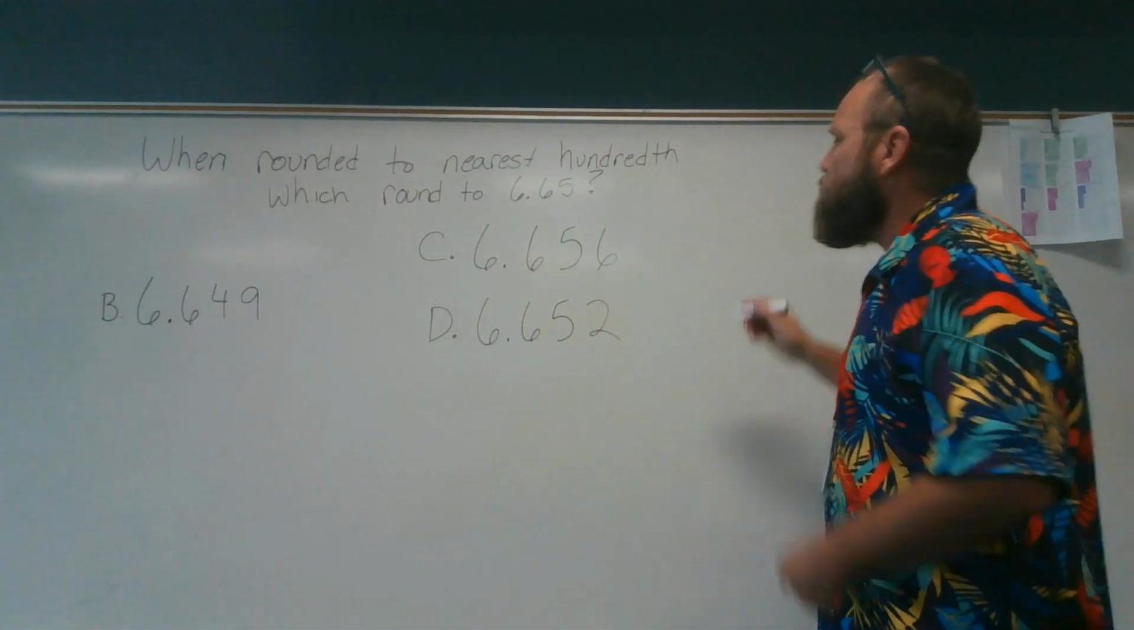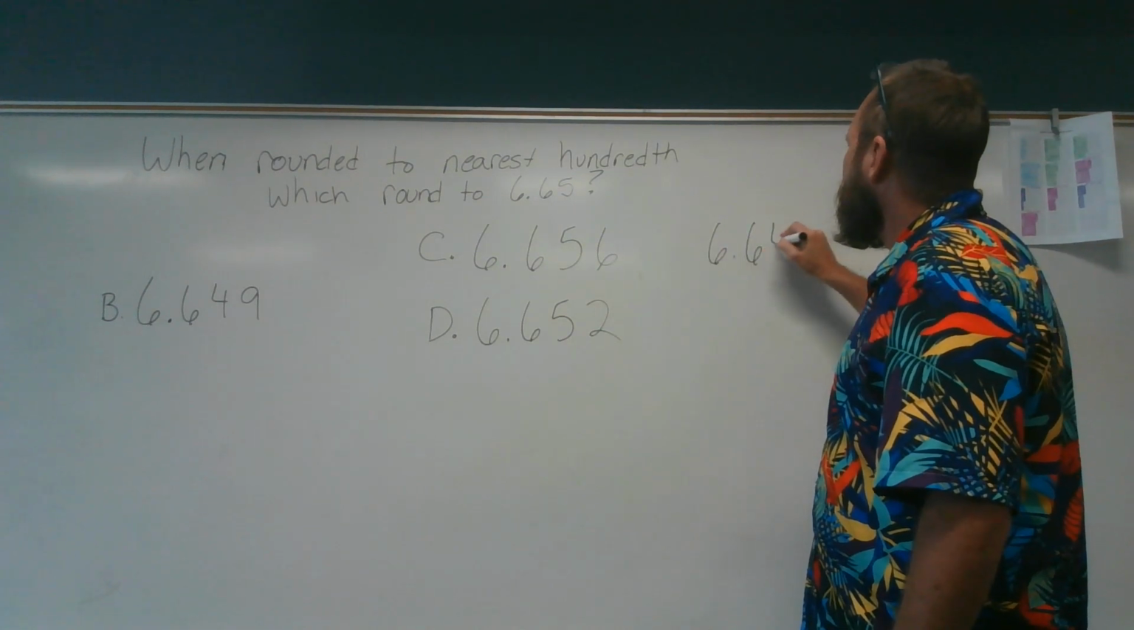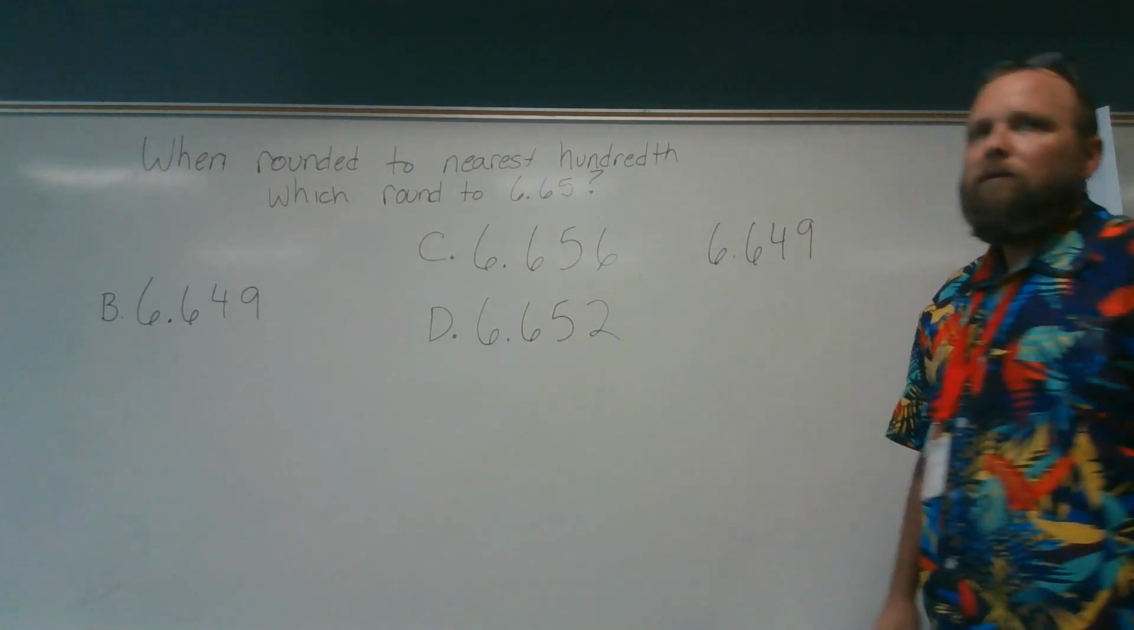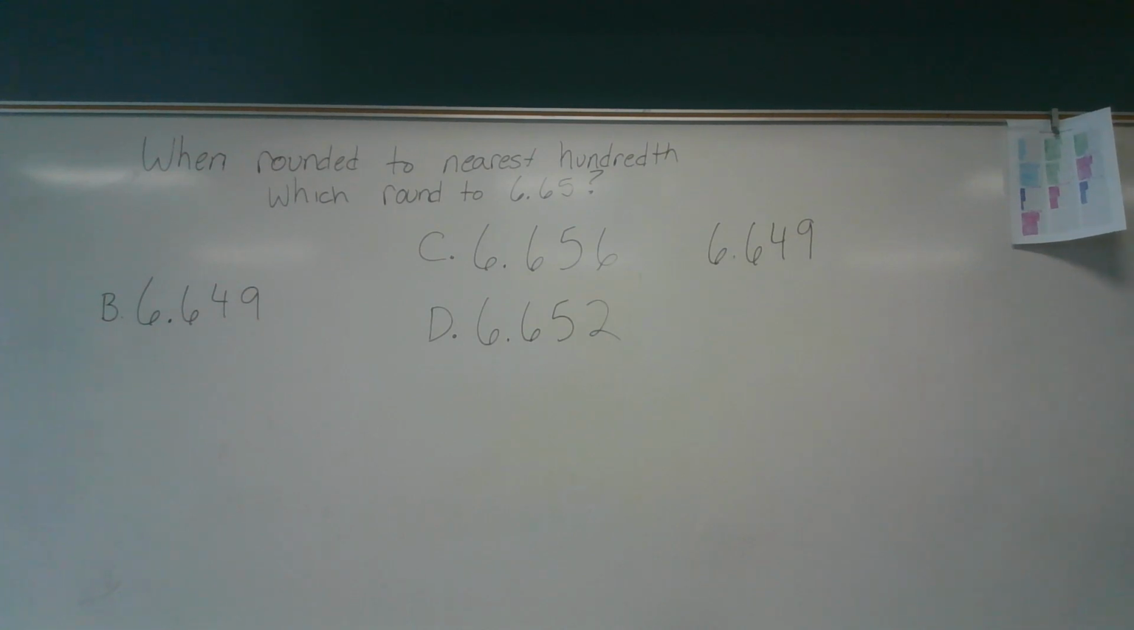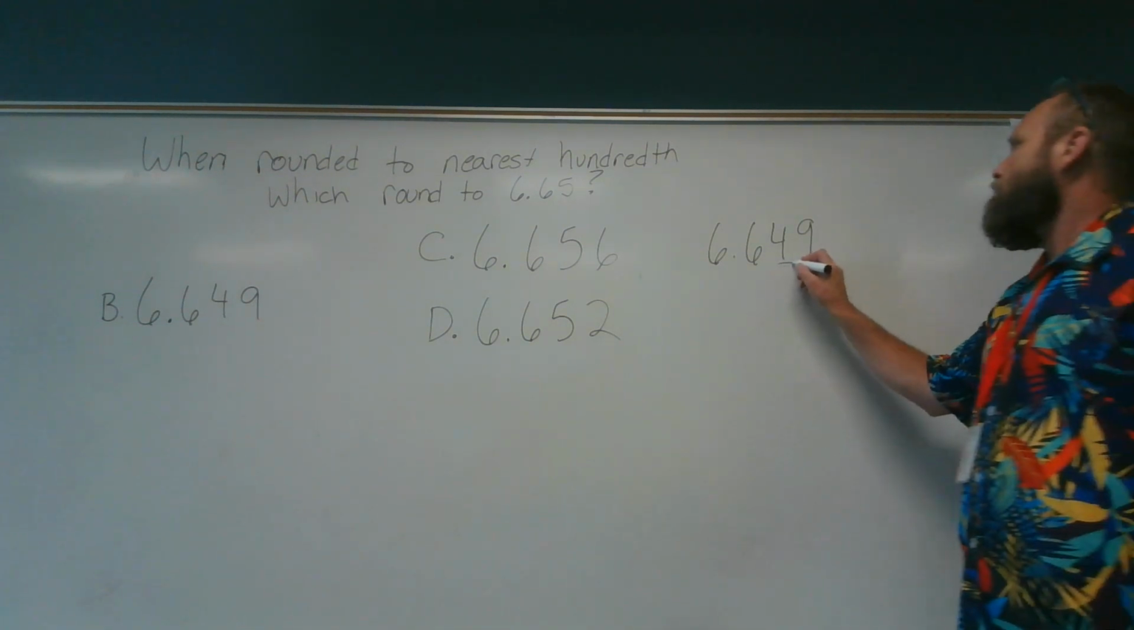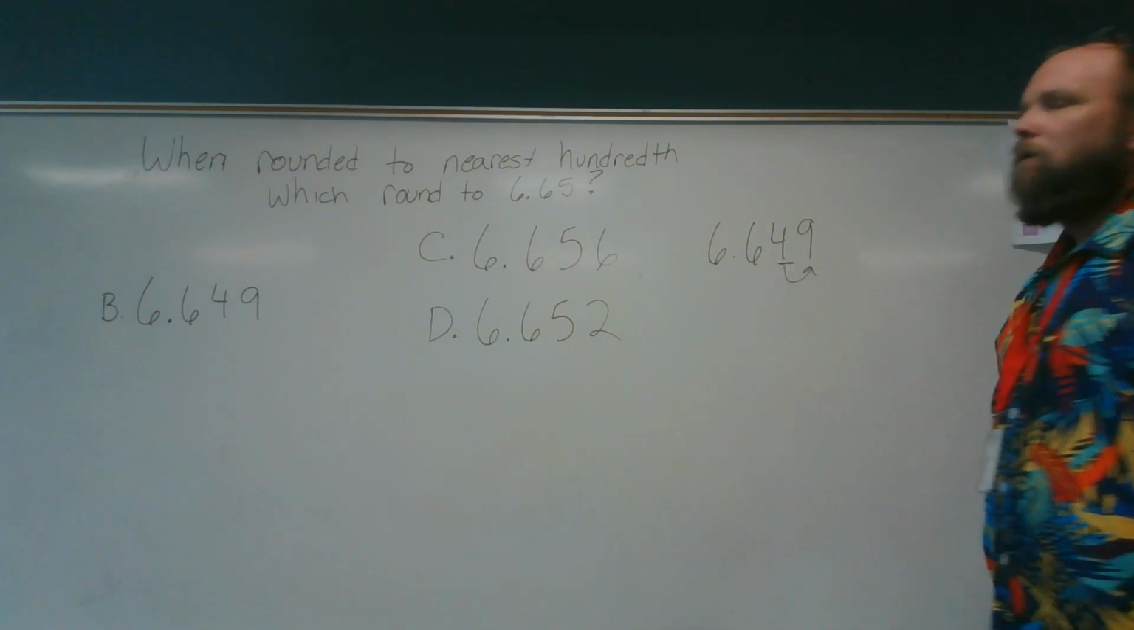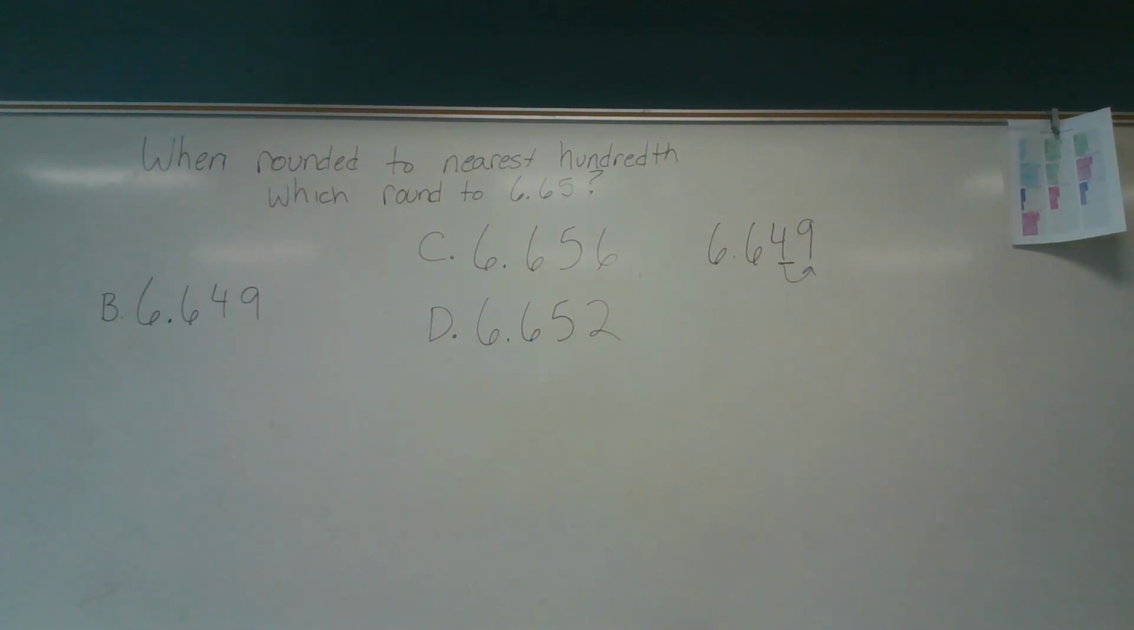B is 6.649. That's close to it. B-Beck, what number is in the hundredth place? The 4. So I'm either going to add 1 or 0 to the 4. What am I going to add to the 4, B-Beck? 1. Why? Because it's less than 5.